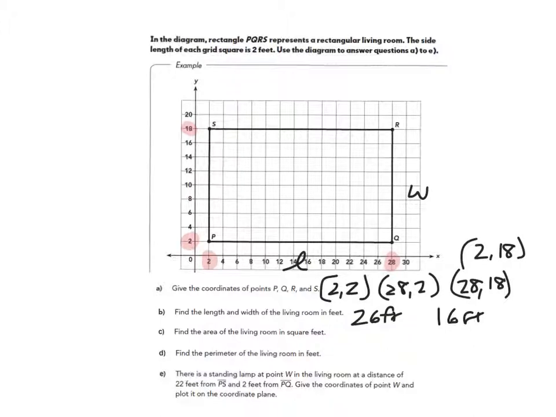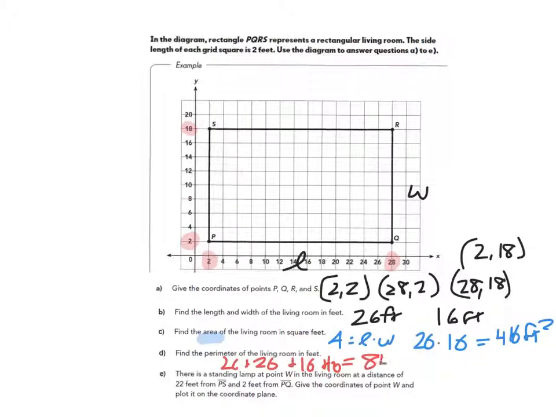They want the area of the living room. So I'm just going to use a calculator for the area. I know that the area of a shape is its length times its width, so that's 26 times 16. And 26 times 16 is 416 square feet. If I want to find the perimeter, I'm basically just adding 2 lengths, so 2 26s, and 2 widths, 16 and 16. And when I add all those up, we get 84 total feet.